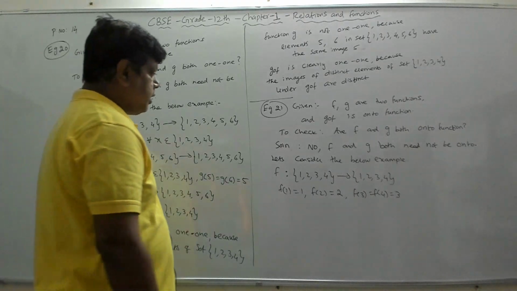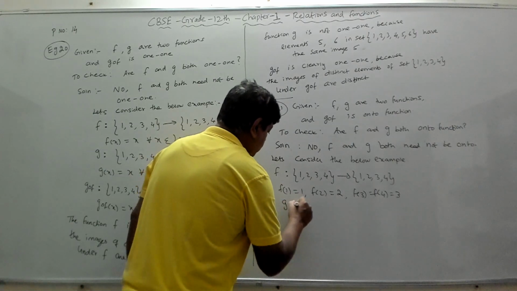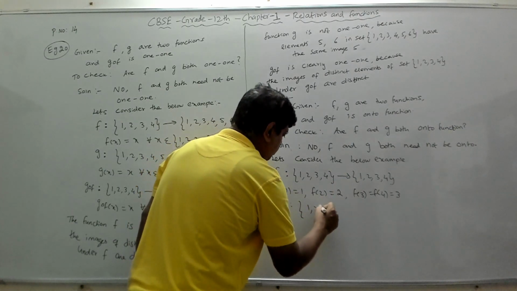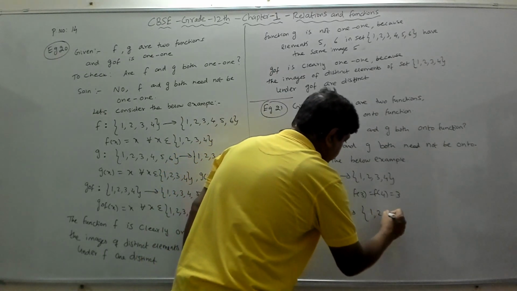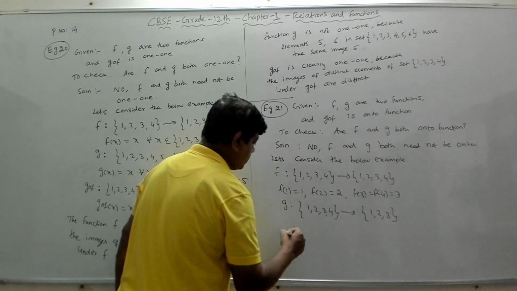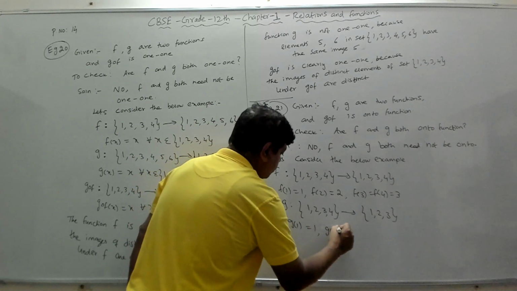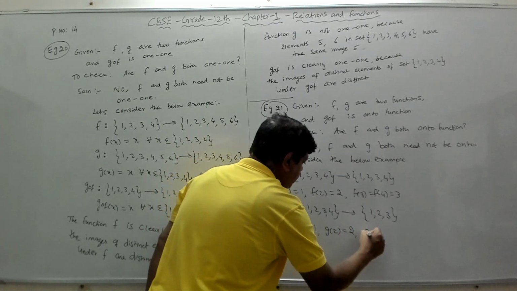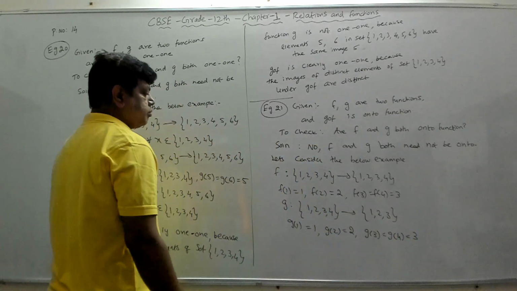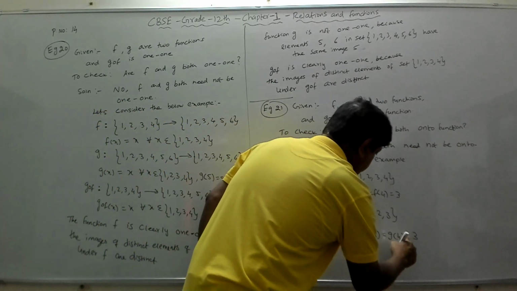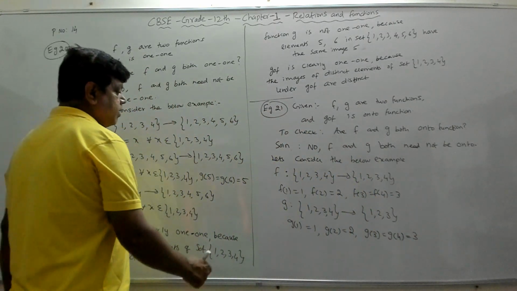And then we will have a function g defined from this set {1, 2, 3, 4} to another set {1, 2, 3}, in such a way that g of 1 is equal to 1, g of 2 is equal to 2, and then we will define g of 3 is equal to g of 4, both going to 3. g of 3 and g of 4 both are equal to 3. Now what will be our g of f?